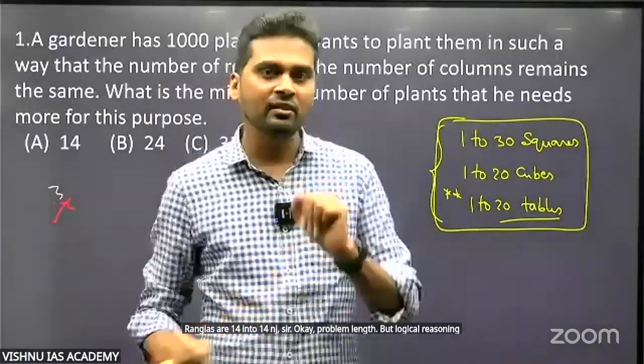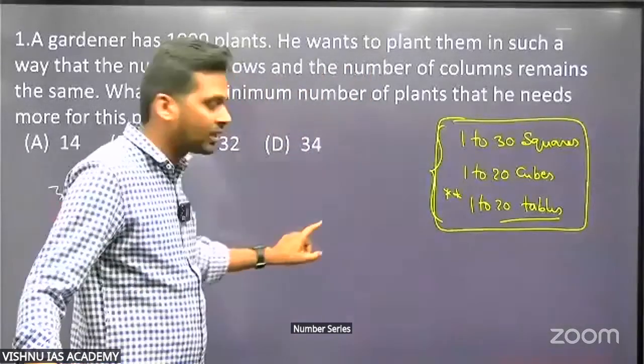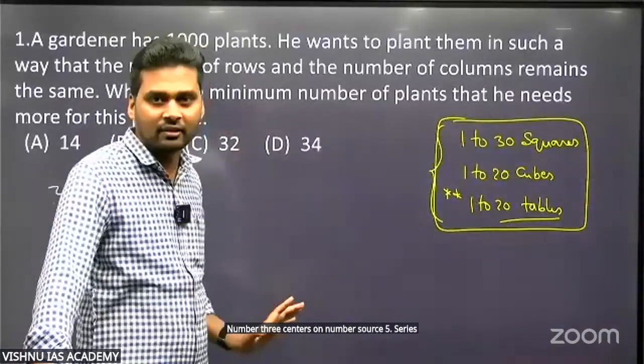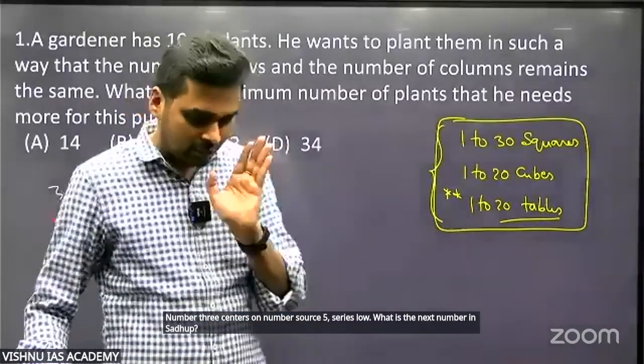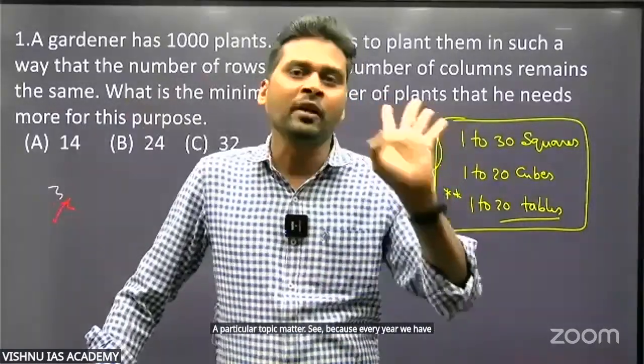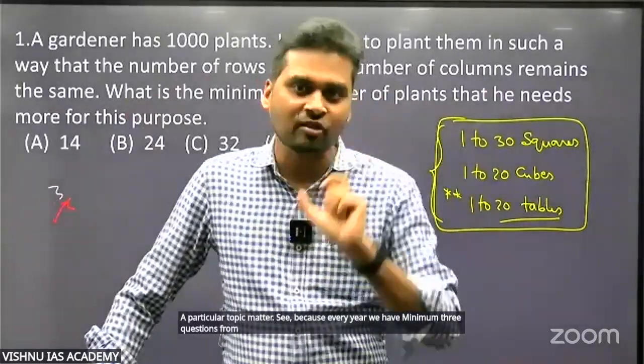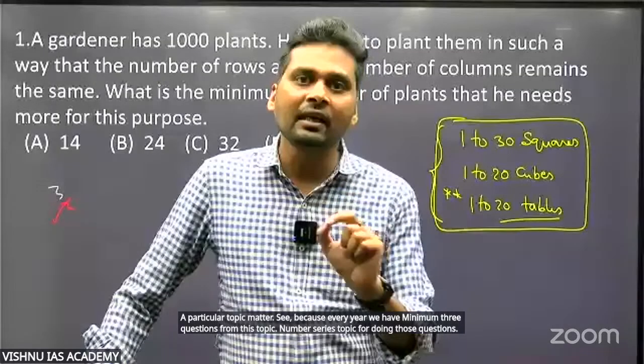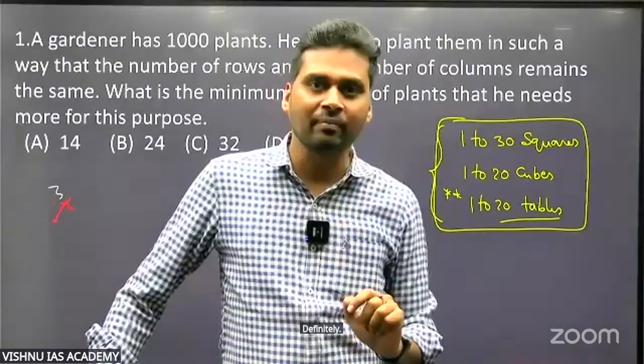In logical reasoning there is a topic called number series. In a number series, numbers come in a line, and the question asks what the next number in the series is. That particular topic is very important in CSAT, because every year we have minimum 3 questions from this number series topic. For doing those questions, definitely we need to identify the square numbers.